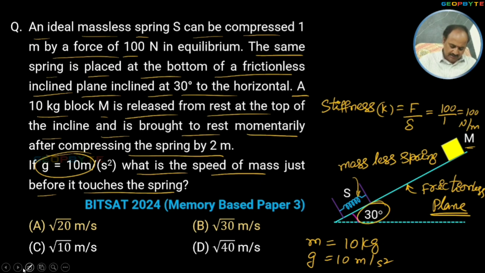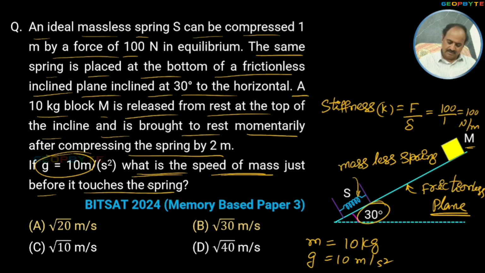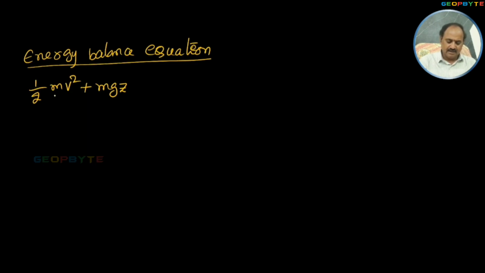By the time the block is sliding down, it is losing both kinetic energy and potential energy: kinetic energy half m v square, plus potential energy mgz or mgh, right? So by the time we are asked to decide the speed of the mass just before it touches the spring, it is maintaining kinetic energy and potential energy. It must be equal to half into stiffness multiplied by x max, whole square.